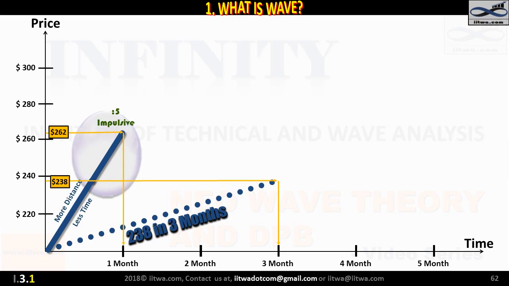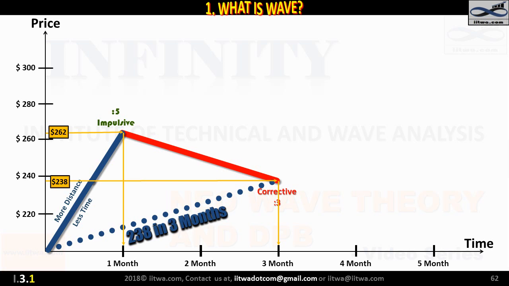Let us see corrective waves. In this theoretical example, the corrective wave begins from $262 and travels downward. After consuming 2 months' time, the downward fall stops at price level 238. This corrective move is shown with red lines slanting downwards. Hope you have noticed, here price had depreciated by $24, but consumed 2 months, meaning 2 time units.